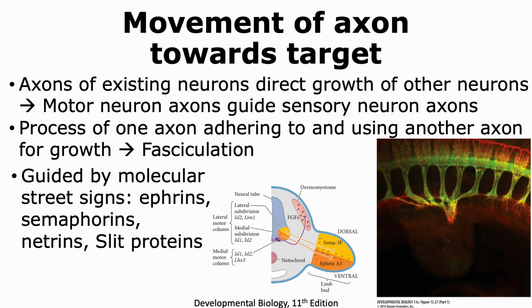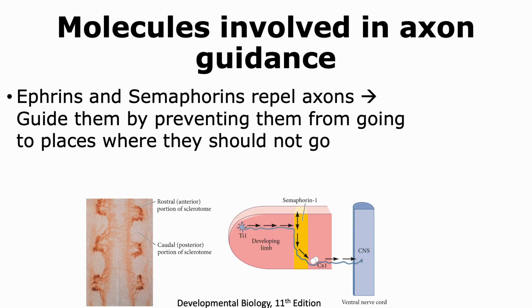Now, the process of movement is guided by molecular street signs, which are basically molecules. And we're going to look at four main molecules that play a role in axon guidance. They are the ephrins, the semaphorins, netrins, and slit proteins. Now, here we have a figure where in the blue box, we can actually see how some of these molecules help in the process of axonal guidance. In most cases, ephrins and semaphorins repel the axons, and hence they're able to guide them by preventing the axons from going to certain places.